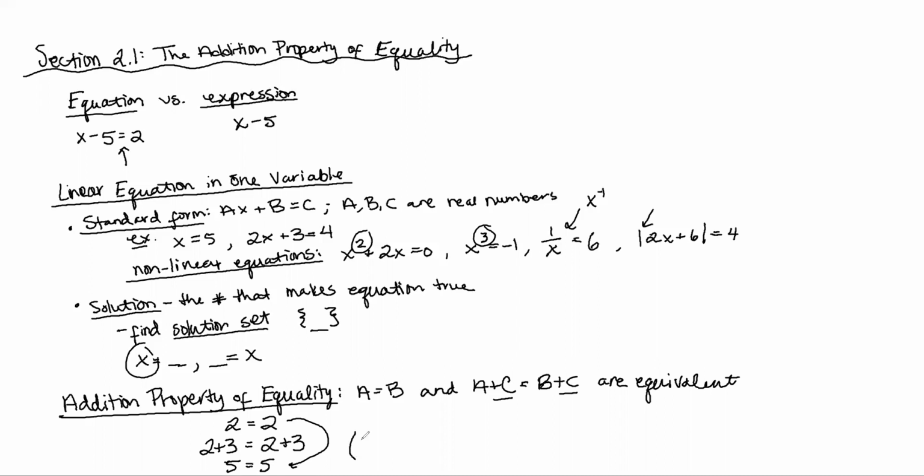And so you want to think of this as balancing the scales. So if you have a set of scales and you need to make sure they're balanced, if you add something to one side, you can't not add something to the other side, otherwise it would tip.